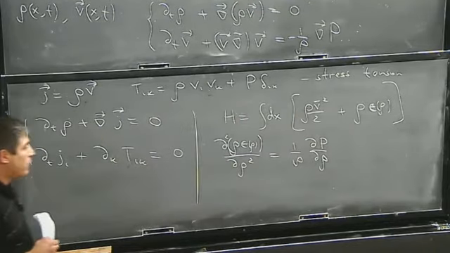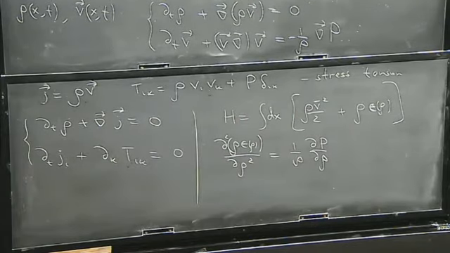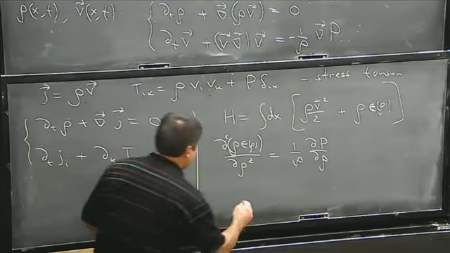And in addition to the Hamiltonian, of course, I need Poisson brackets to generate equations of motion. And this is a Poisson brackets.